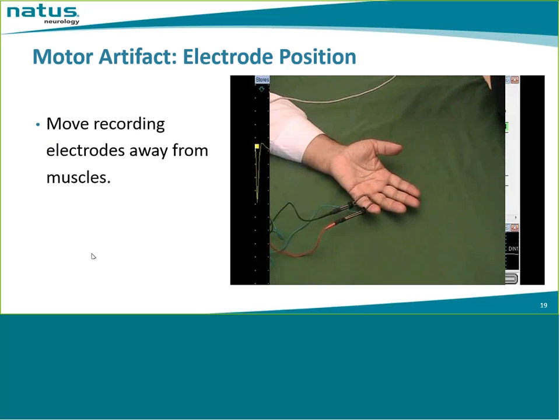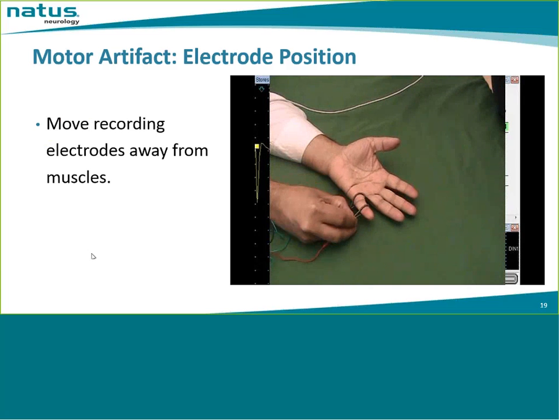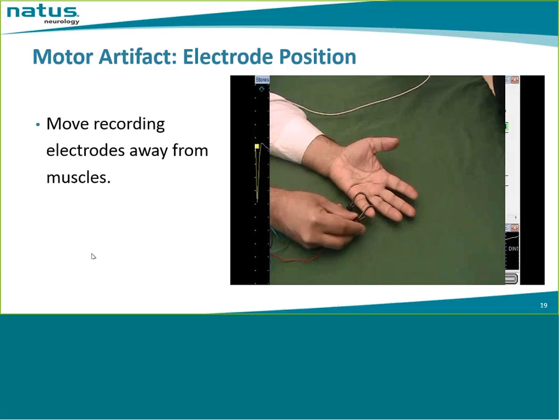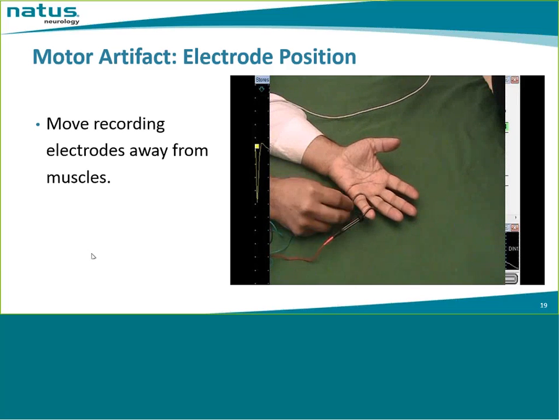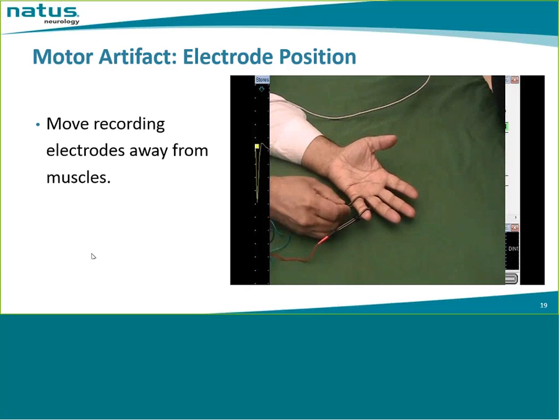You have now a new position of the recording electrodes. Let's use the same intensity and stimulate the ulnar nerve. You can still see the muscle movement, but we don't have the motor artifact. This problem typically occurs in antidromic conduction studies in hand.